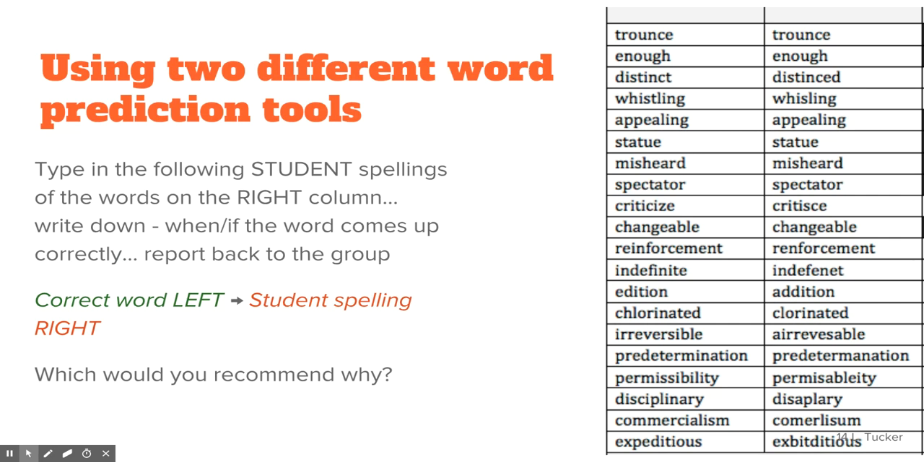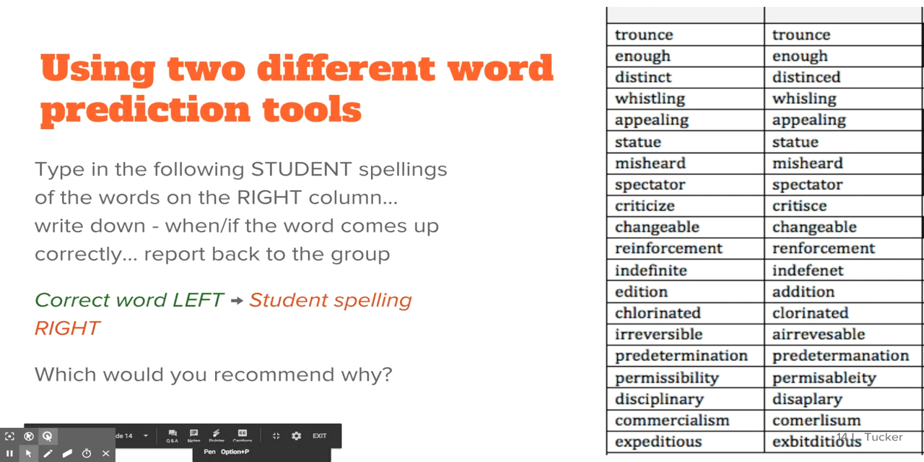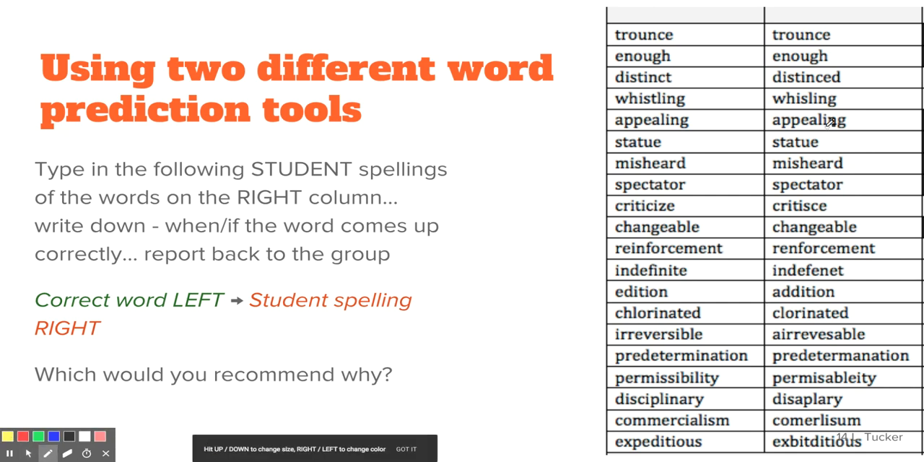What I want you to do is using 2 different word prediction tools. So pick 2 of the tools, download the trial for the tool. And in this, just like we saw with Jackson, this is a spelling list for a student. So the left side is the correct spelling of the word. The right side is what the student actually spelled.